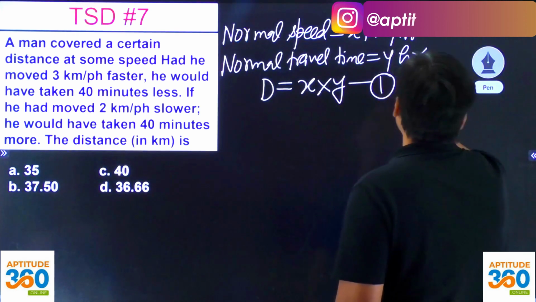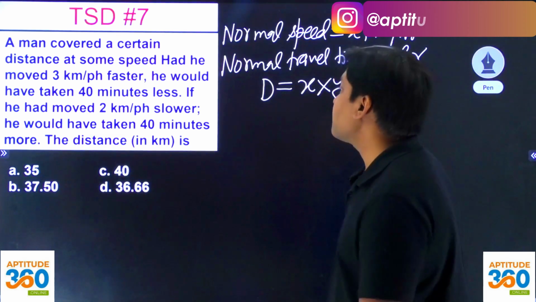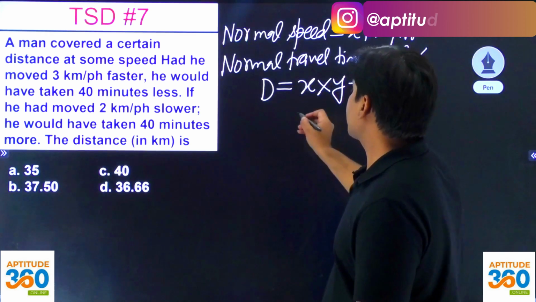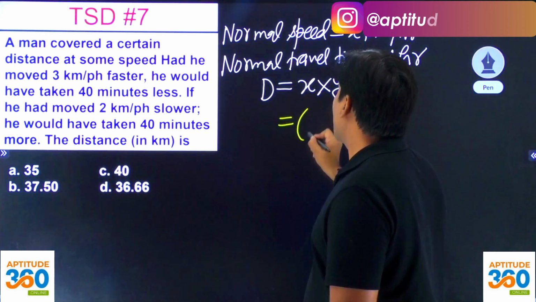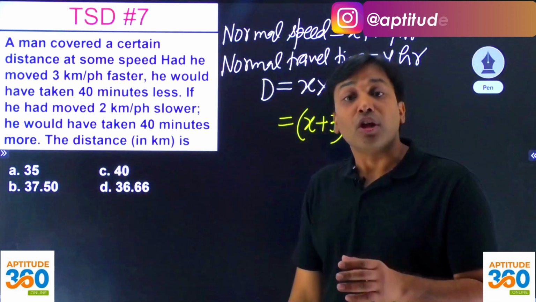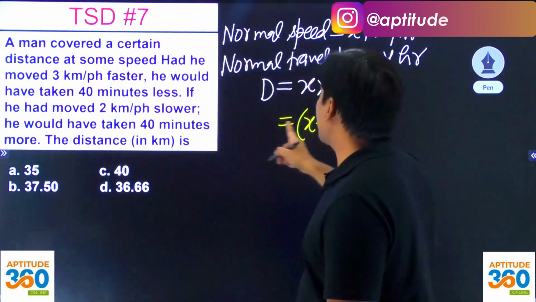ये तो वहां पे लिखने की जरूरत नहीं है एग्जामिनेशन में, बट हाँ हमारे को समझते हुए ये स्टेप बाय स्टेप समझना पड़ेगा. And the problem tells you had he moved 3 kilometers faster, in this situation it would have been x plus 3. If the normal speed is x kilometers per hour, then 3 kilometers faster is going to be x plus 3.